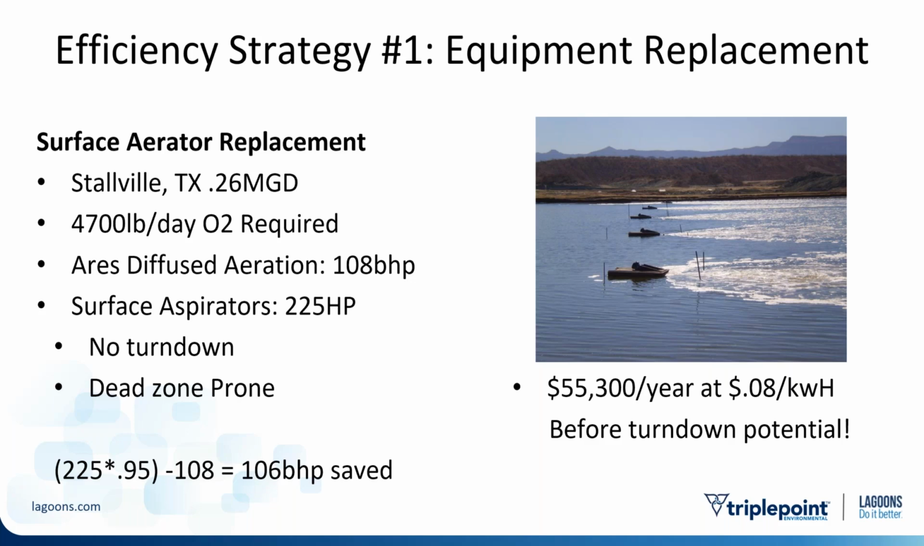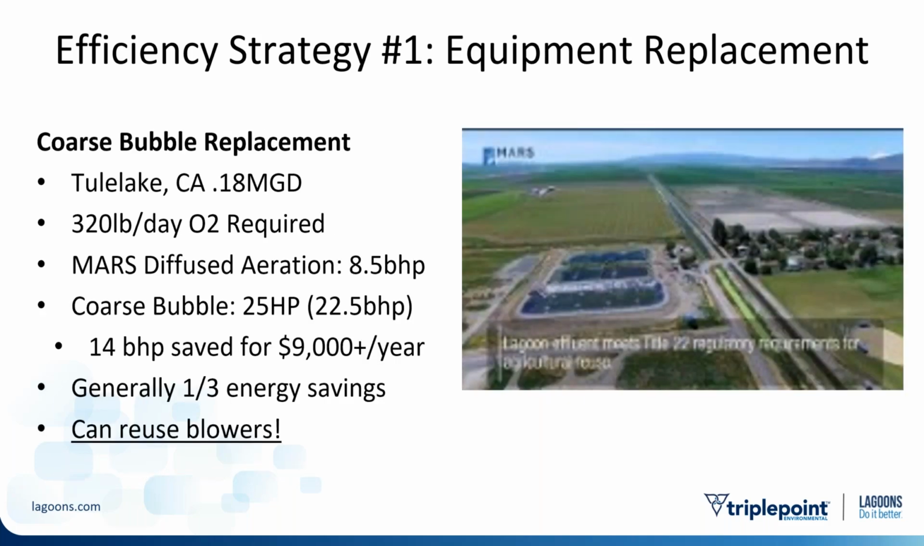So if we're replacing 225 horsepower of surface aerators with 108 brake horsepower of diffused aeration, we can save 106 brake horsepower. And for this facility, at a pretty reasonable number of 0.8 cents per kilowatt hour, that saves $55,000 per year. More than $500,000 in 10 years. That's a really big deal, and that's before any operational strategies that could be employed to make that system even more efficient than it already is. And we'll talk about those later. But that's upgrading the surface aerator plant.